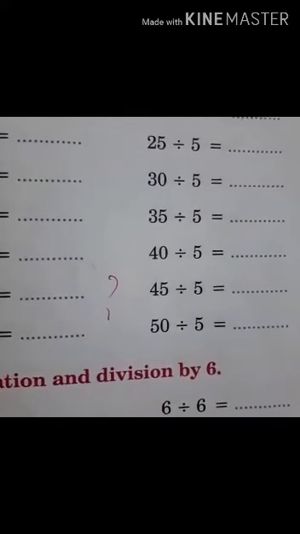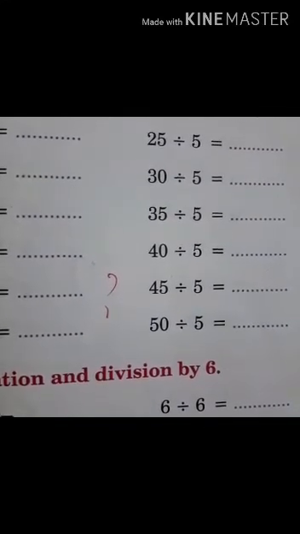In this same way you have to solve this in your book, and your homework is page number 90 to 96. It means 91, 92, 93, 94, 95, 96. All these you have to complete in your book.